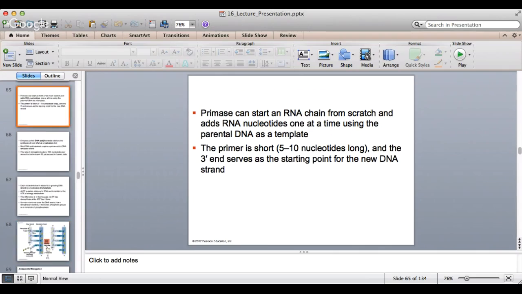Primase can start an RNA chain from scratch using that parental DNA chain. The primer is short and the 3' end serves as the starting point. So we're going to start on the 3' end, but remember we're working 5' to 3' because they're anti-parallel.